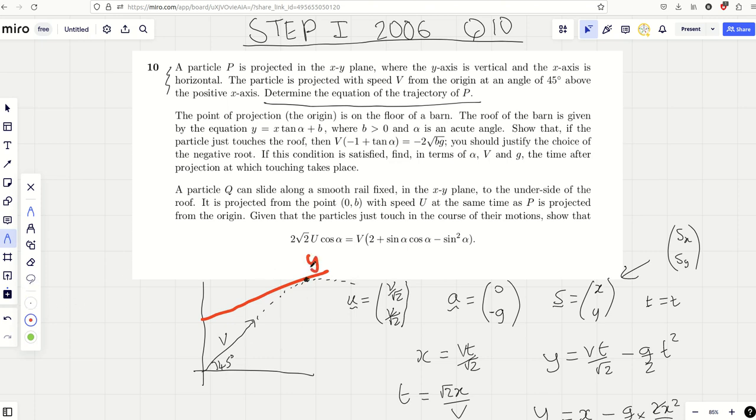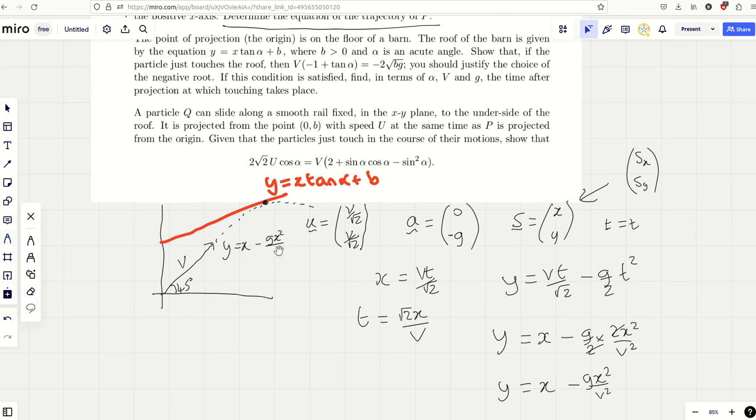And this is y equals x tan alpha plus b. Whereas the other equation, well, we just worked it out, is y equals x minus gx squared over, what was it again? V squared? V squared. Okay, cool. Now, we want these two to touch, yeah? So you might start by thinking, let's try and solve them. But remember, you don't need to find out where they touch, you just need to make sure that they touch.